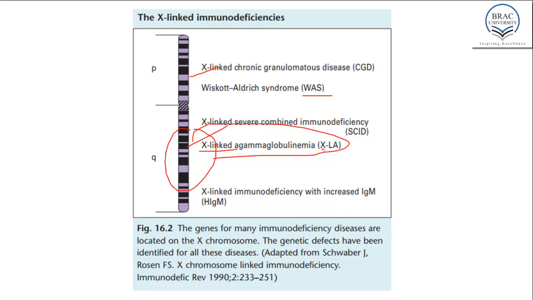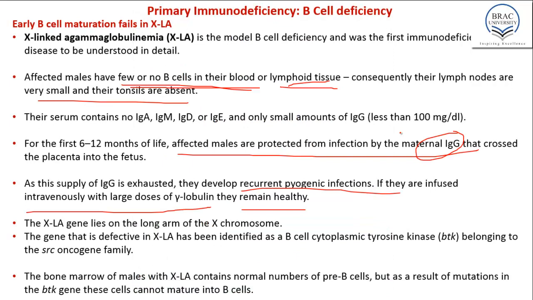The gene that is defective in XLA has recently been identified as a B cell cytoplasmic tyrosine kinase. So BTK, okay, so the gene responsible for XLA is now identified as B cell cytoplasmic tyrosine kinase, or BTK, belonging to the SRC oncogene family.